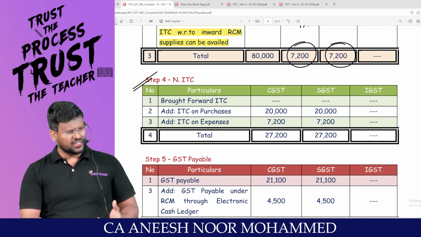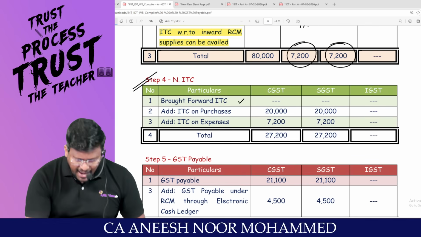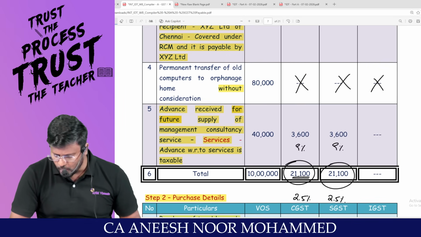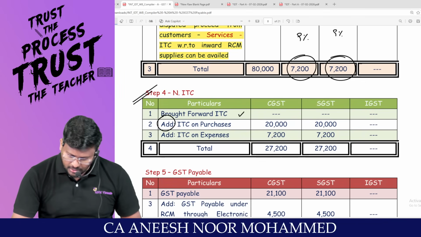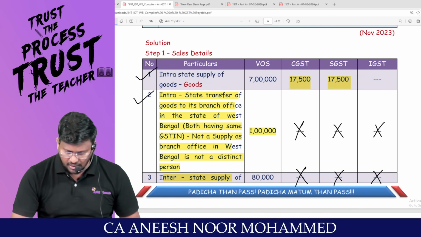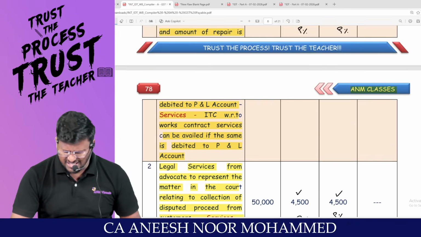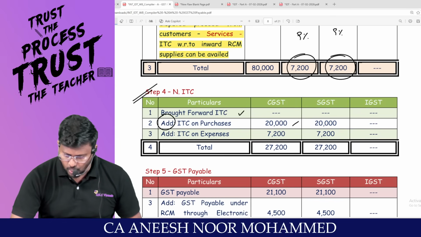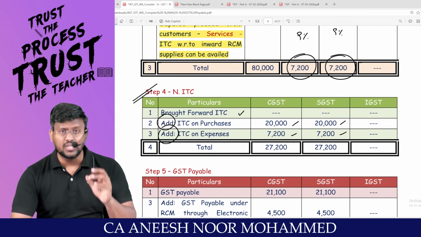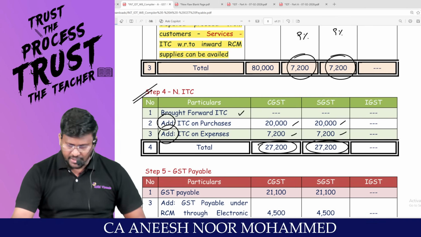In this particular question, they have not mentioned anything about the opening ITC. If nothing is there, dash, dash, dash. And ITC on purchases. Look here, this is the ITC on purchases, 21,100 and 21,100, which comprises purchases 20,000 and 20,000. Add ITC on expenses 7,200 and 7,200. Total ITC will be 27,200 and 27,200.